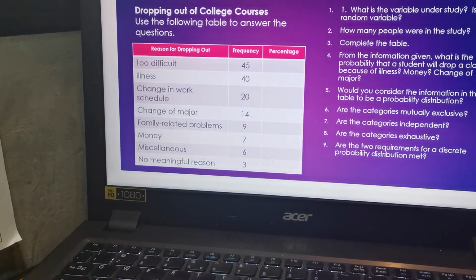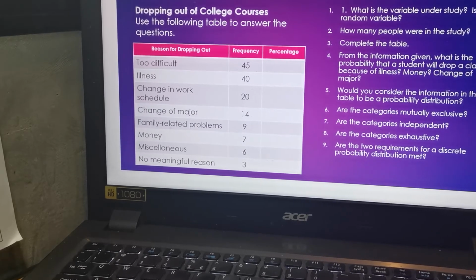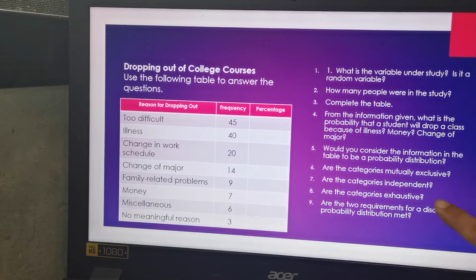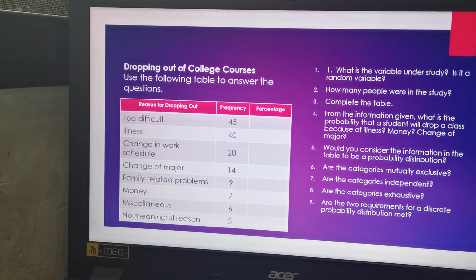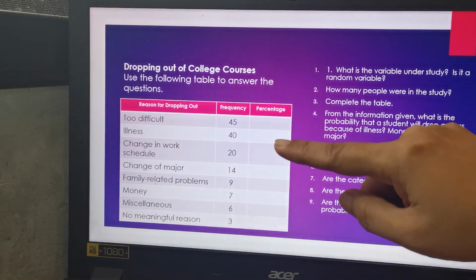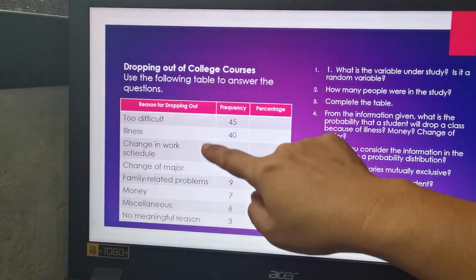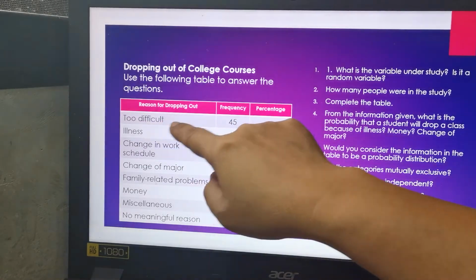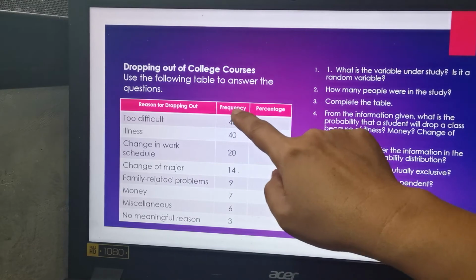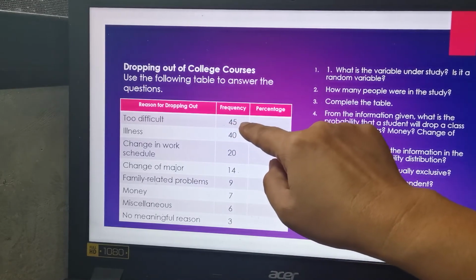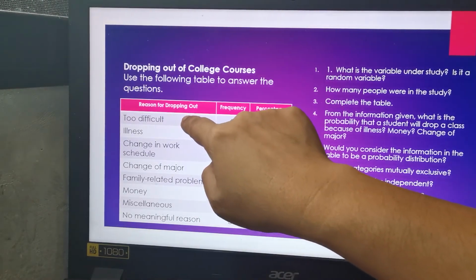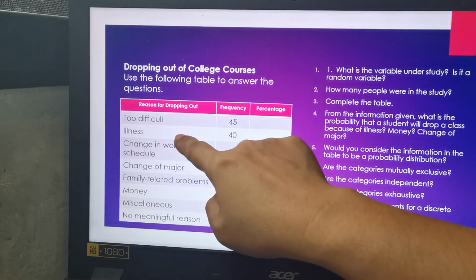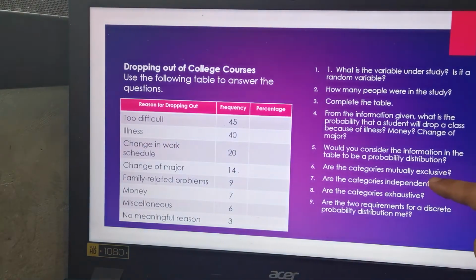Next. Are the categories mutually exclusive? Okay? Mutually exclusive means there will be no overlapping. Di ba? Walang nag-overlap. So, we have considered each of the result. Halimbawa, itong 45 persons yan. Walang nagsabing na it is too difficult at the same time it is due to illness. Ayan. So, mutually exclusive sila.